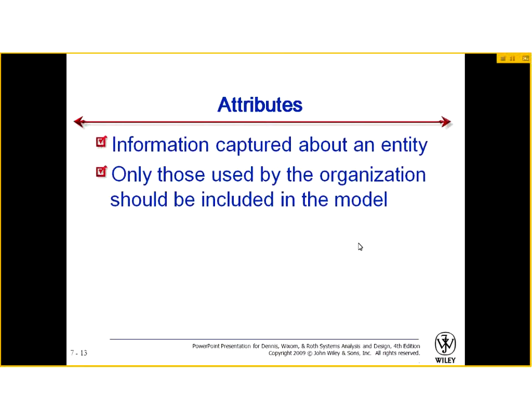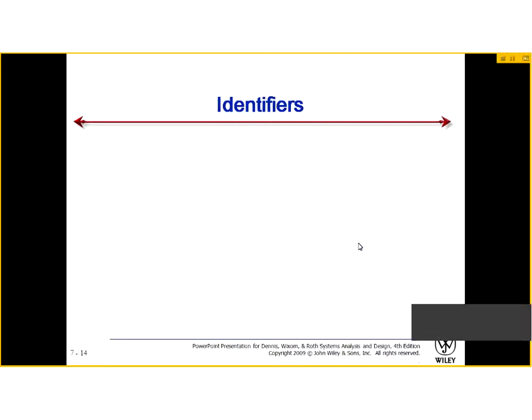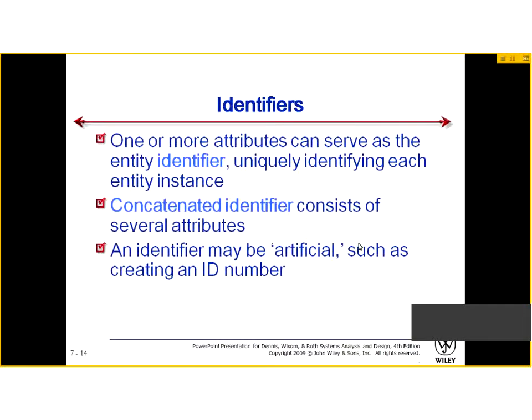Then attributes represent the information captured about the entity. For example, if you are talking about patient ID, patient name, patient age, first name, last name, these are the attributes of patient. Mostly these are nouns. And sometimes, to differentiate among attributes of two different entities, for example, name can be the name of a doctor and name can be the name of a patient, you add the prefix of the entity name at the beginning of the attribute name for clarity.